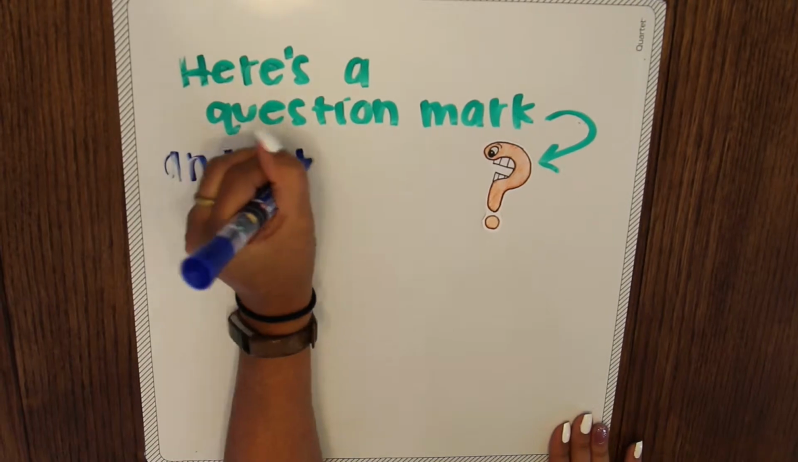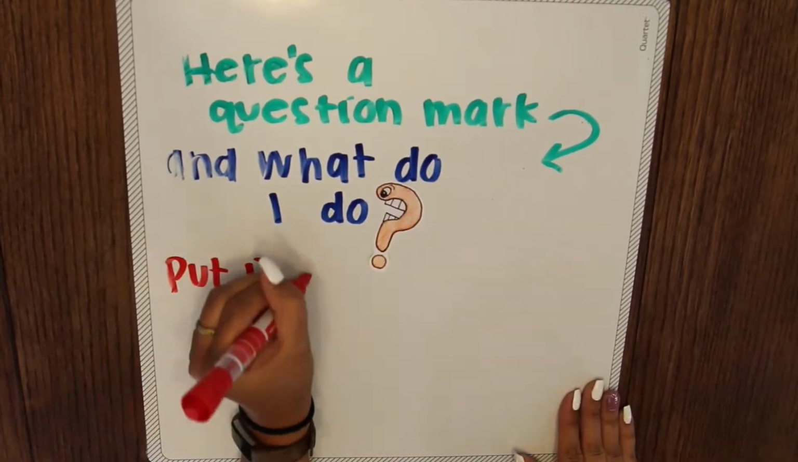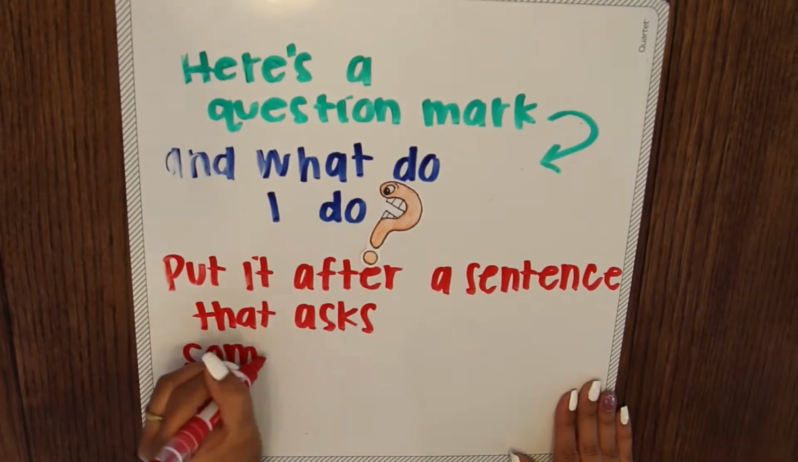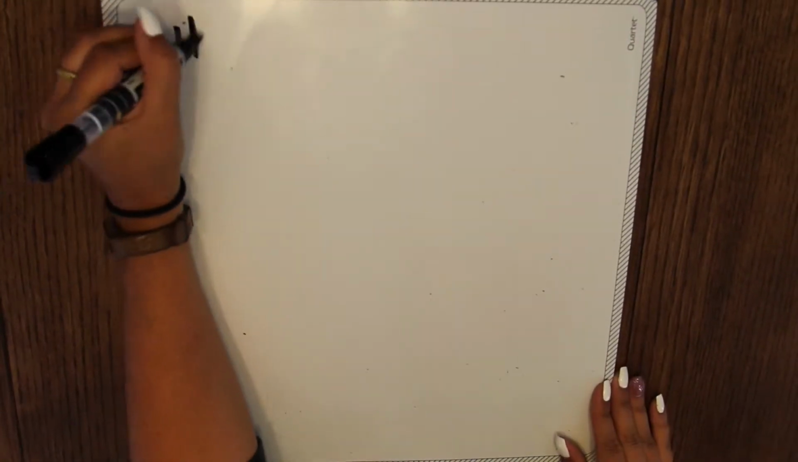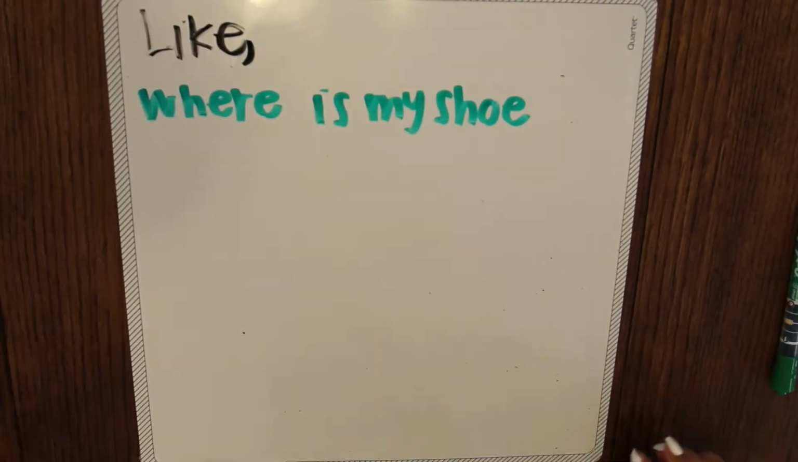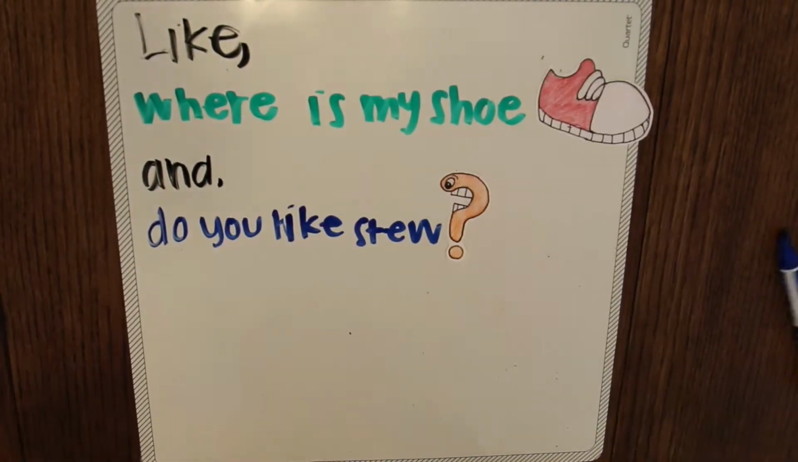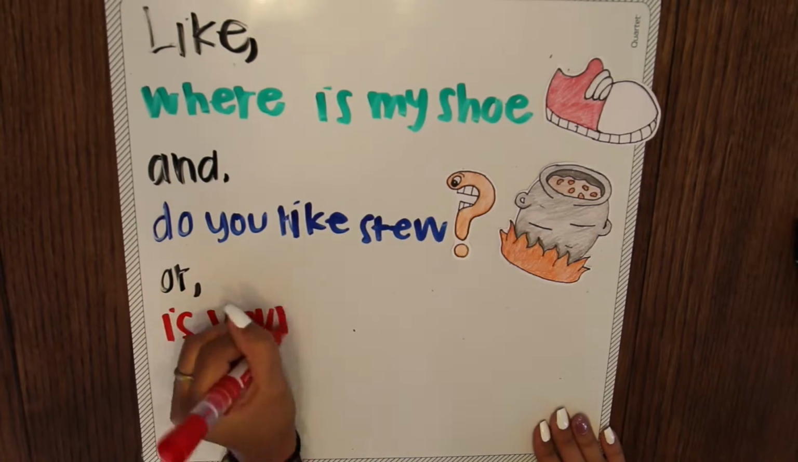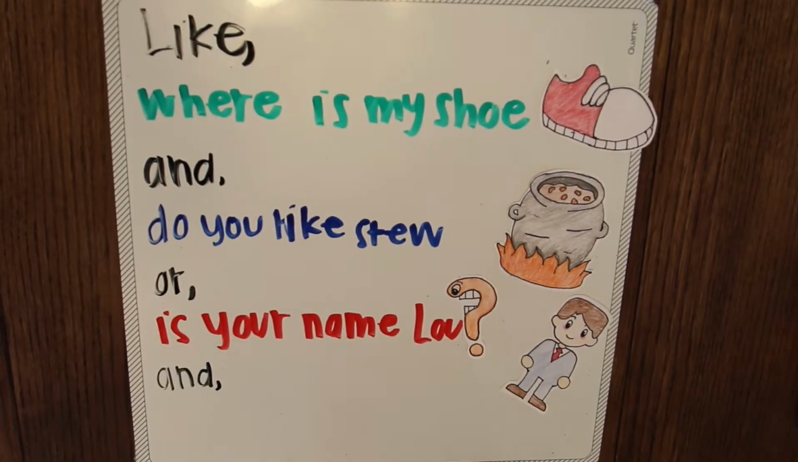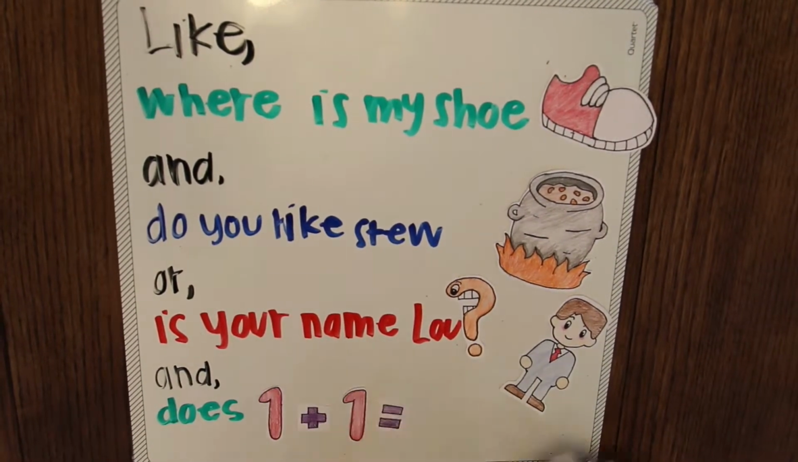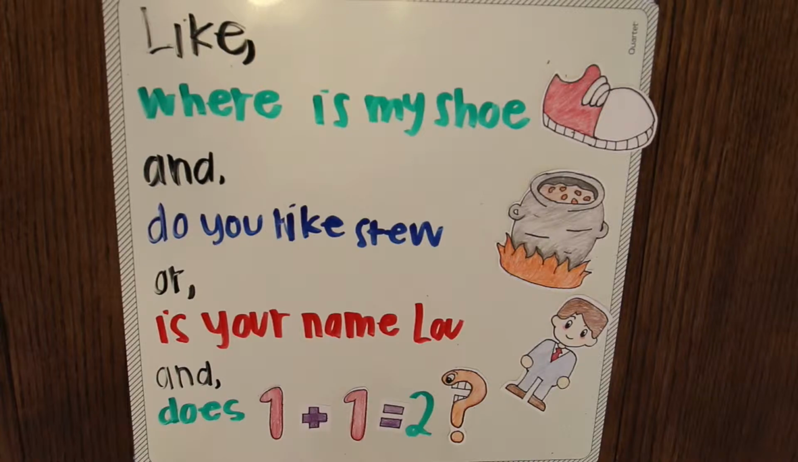Here's a question mark, and what do I do? Put it after a sentence that asks something of you. Like, where is my shoe? And, do you like stew? Or, is your name Lou? And, does 1 + 1 = 2?